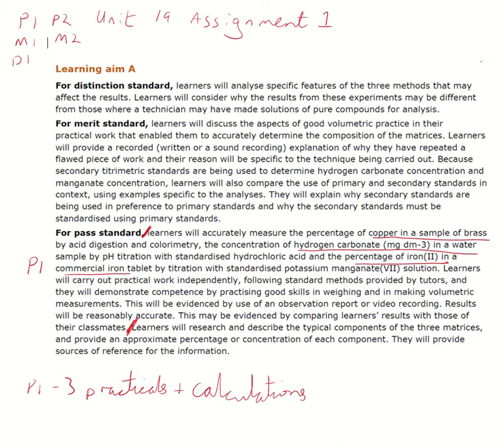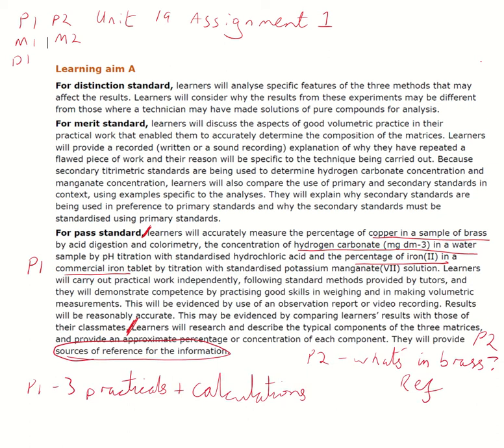The other little bit here down at the bottom, this is P2. So P2 says describe the composition of the matrices analysed. So this is a pure research task, and as it says explicitly, you must reference where you are getting the information from. So P2 is basically what's in brass, give a reference, what's in the iron tablet, give a reference, and what's in bottled water, give a reference.